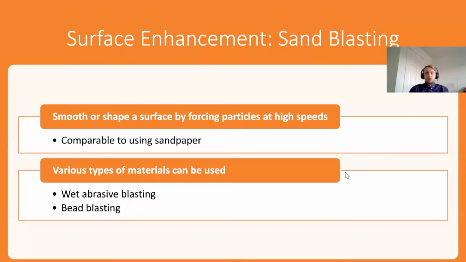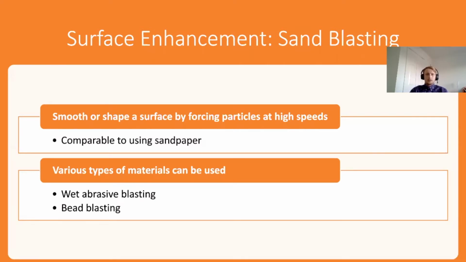I just wanted to talk about some surface enhancement processes and the methodology that goes into them. Right off the bat, we've got sandblasting. This is a pretty simple procedure. It's the act of smoothing or shaping a surface by forcing particles at high speeds. Typically, it's sand. It could also be grit. This is comparable to using sandpaper on objects.